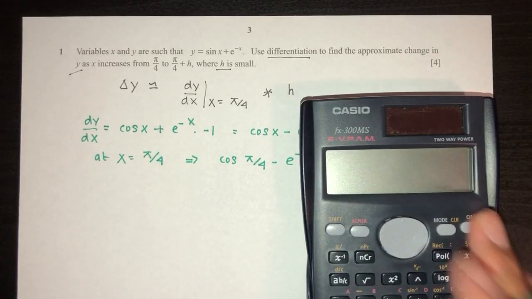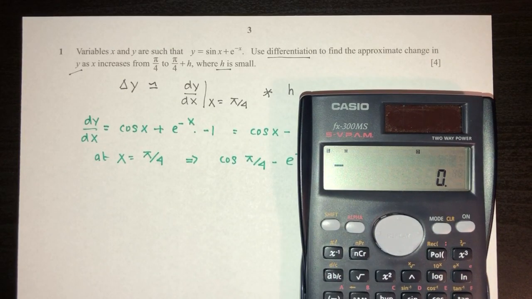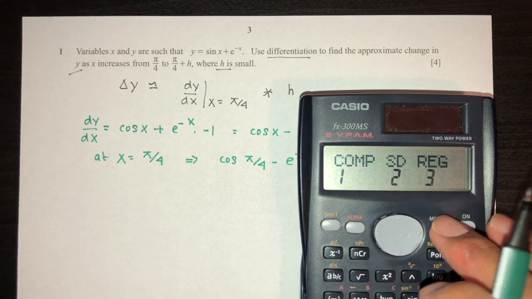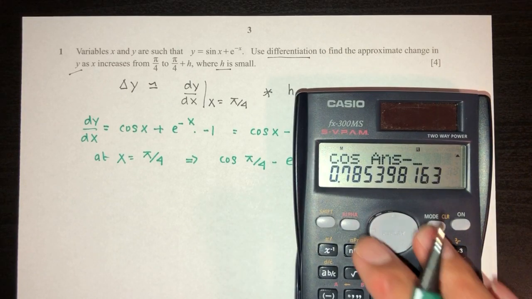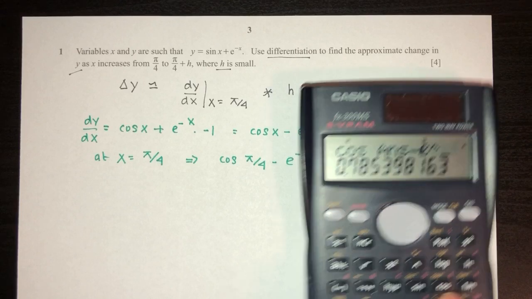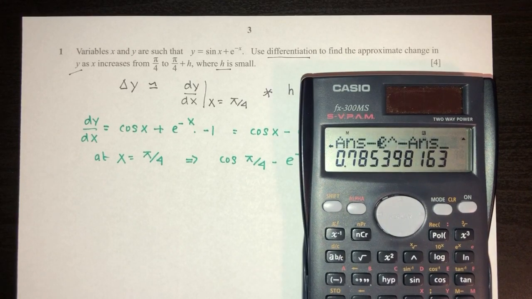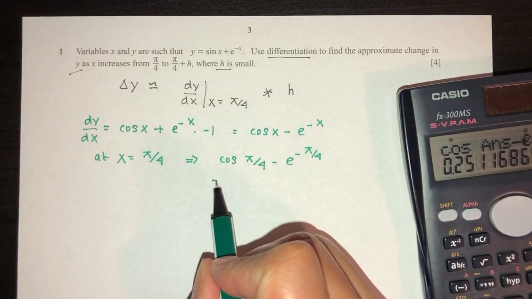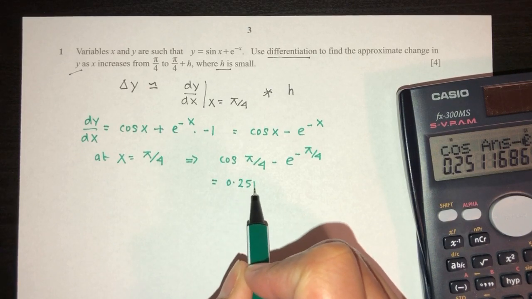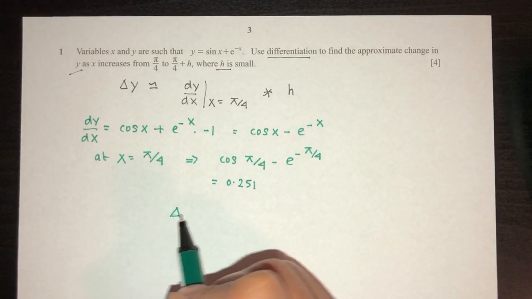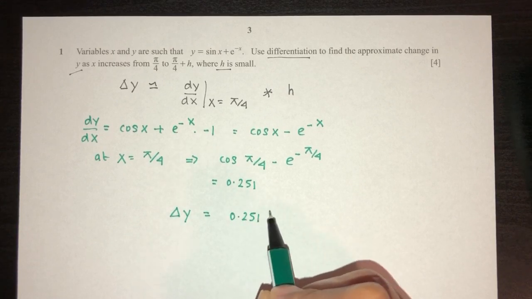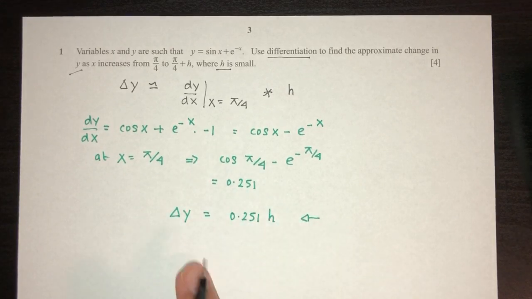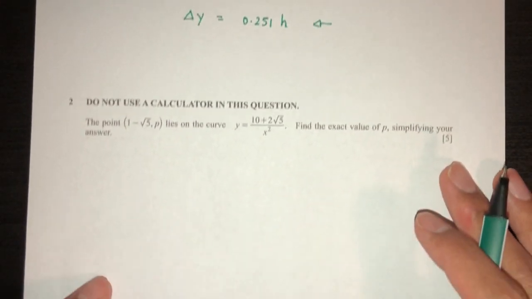Let's see what we have. So pi by 4, let this be your answer. So cos, in terms of radians, so cos of answer minus e to the power of minus answer. That should be 0.251. So your answer will be approximate change in y should be 0.251h. That will be your answer for question number 1.